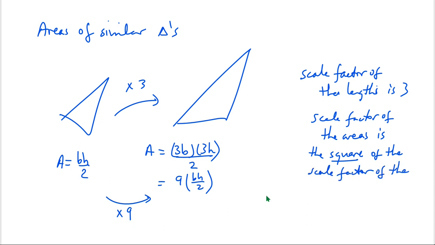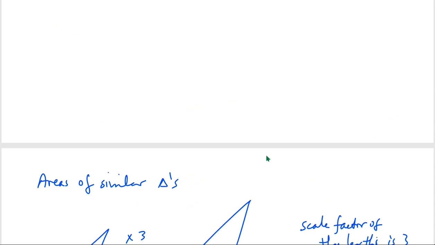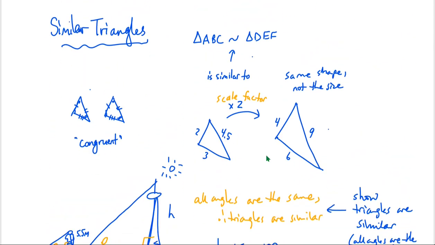Okay, so if you know 2 triangles are similar and you know the area of one of them, you can figure out the area of the other one by squaring the scale factor. Okay, so lots of stuff to practice, especially lots of word problems. Make sure you're always showing that the triangles are similar before you do any calculations.